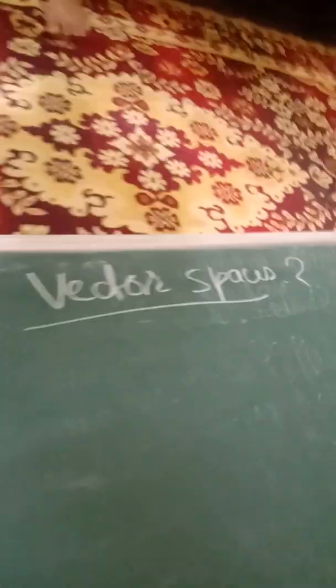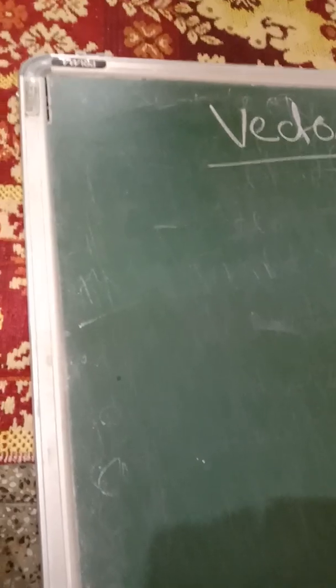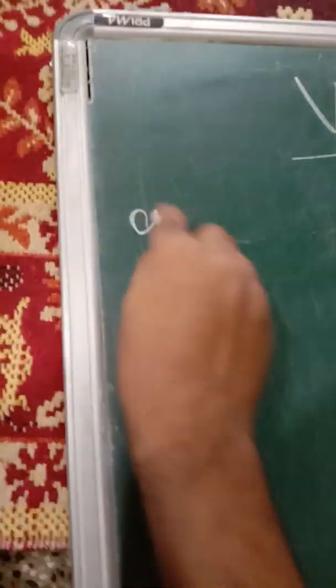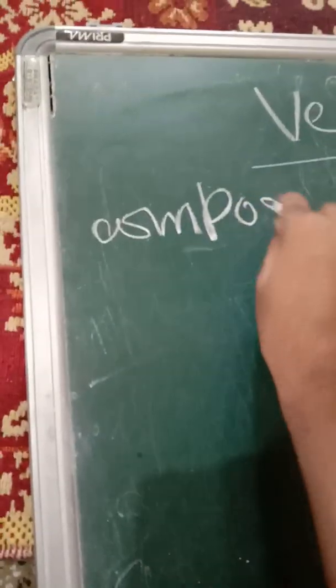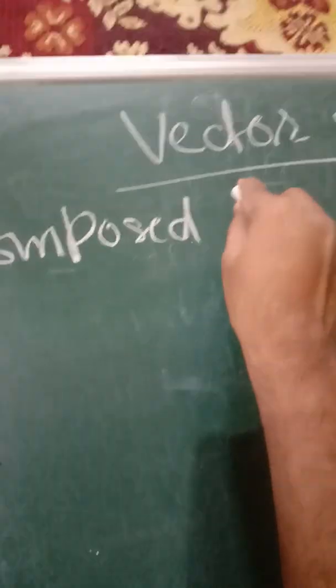Okay, so I'm Thakur. So what is a vector space? The question comes about what is a vector space. Well, that's a question. A vector space is composed of vectors.